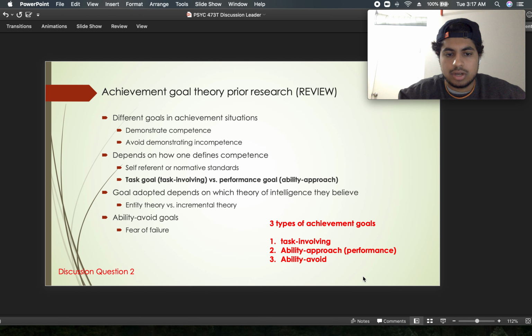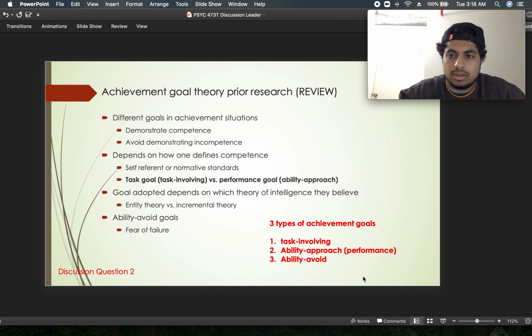And the goal that's adopted, like we talked about, depends on which theory of intelligence a person believes. Entity theory is the idea that intelligence is fixed, and incremental theory is the idea that intelligence can be improved and worked upon with hard work. So, entity theorists are much more likely to have performance goals or ability approach goals, whereas incremental theorists are much more likely to adopt a task goal mindset where they believe they can keep working harder to improve to a mastery point.